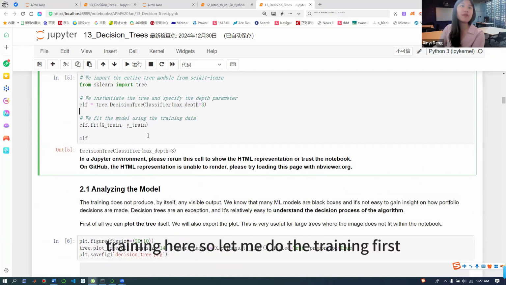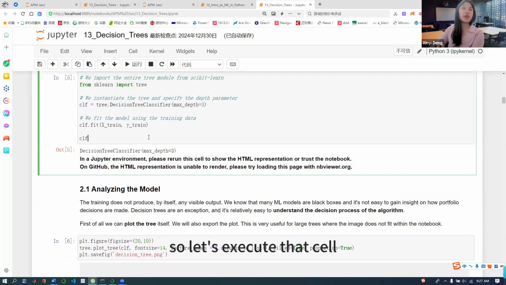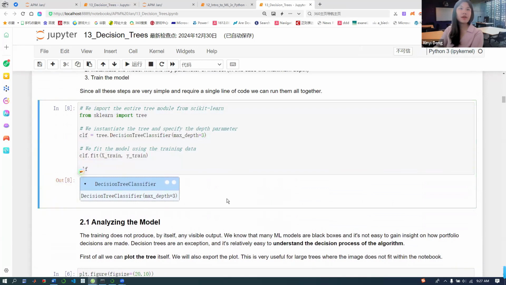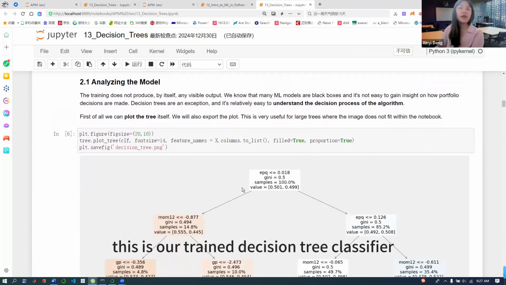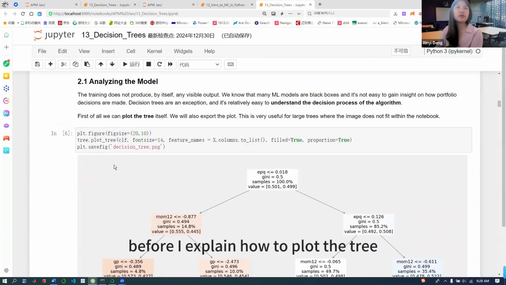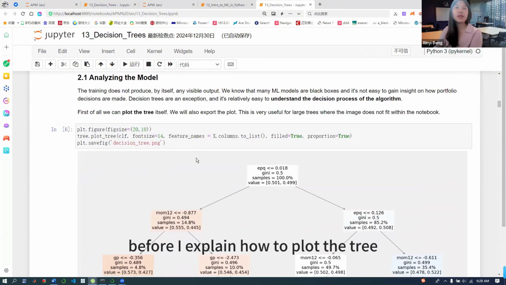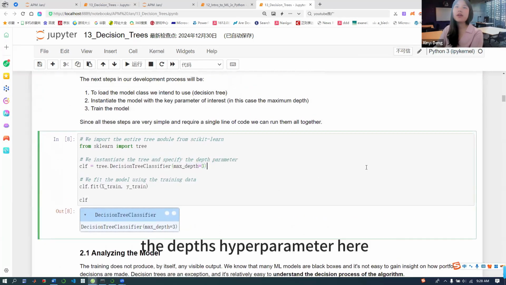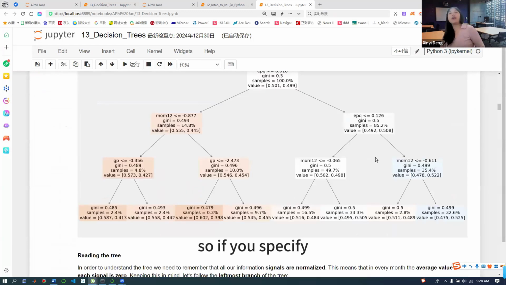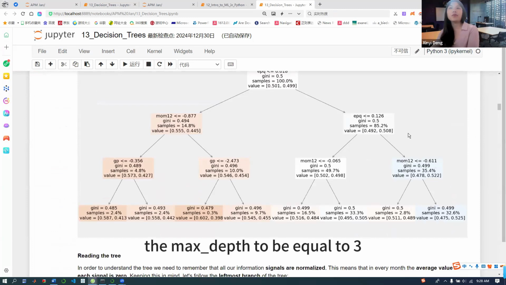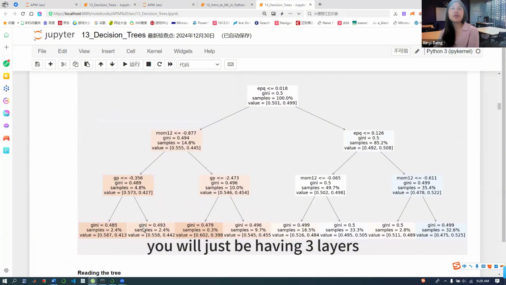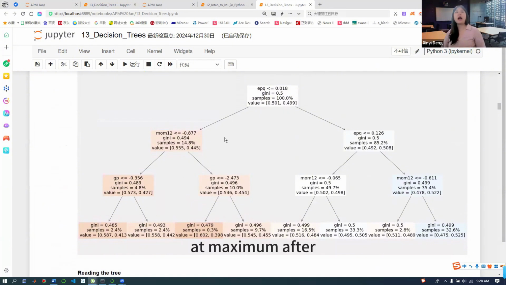So let me do the training first. So let's execute that cell. Let me just execute that again. So this is our trained decision tree classifier. Now, before I explain how to plot the tree here, let me first explain what the depth hyperparameter is. If you specify the max depth to be equal to 3, essentially you will have 3 layers at maximum after the root node.